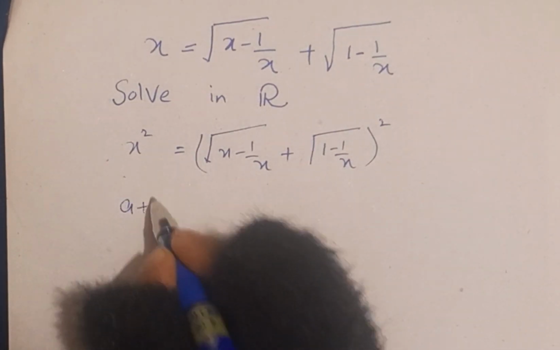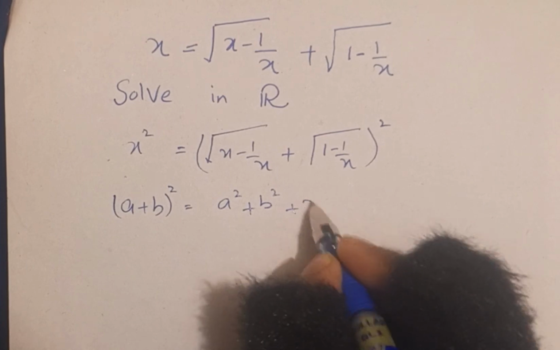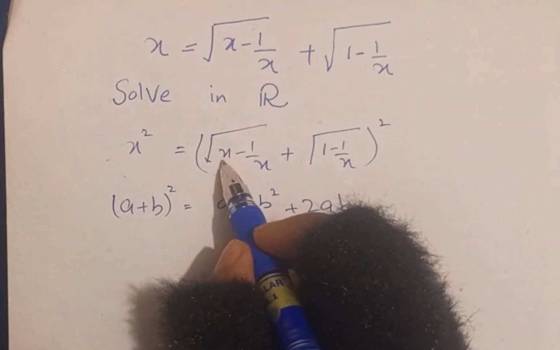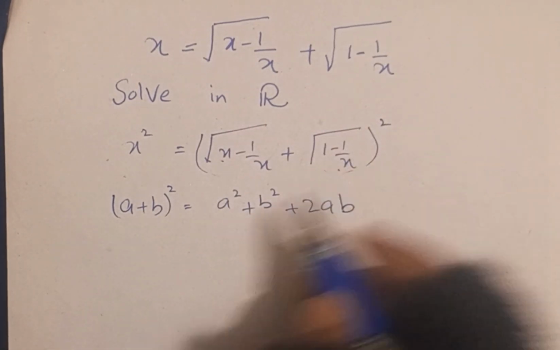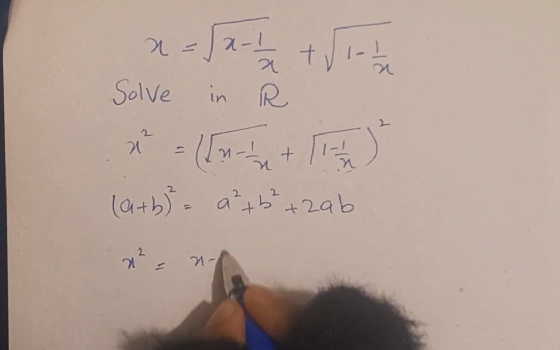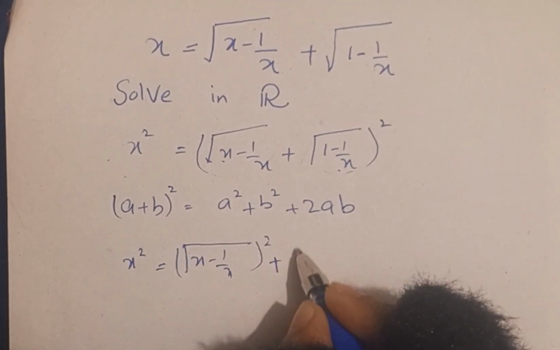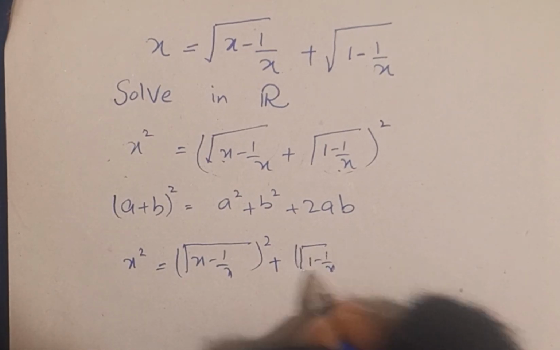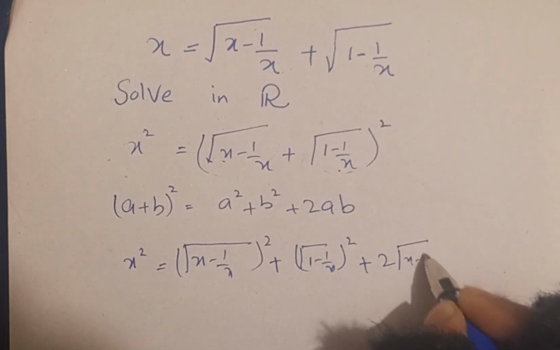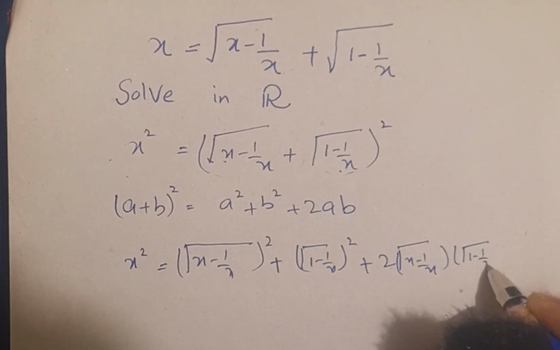As we know, (a plus b) whole squared is equal to a squared plus b squared plus 2 times the product of ab. So in our right hand side this term is a and this term is b. So x squared equals a squared, where a is square root of (x minus 1 over x), squared, plus b squared, where b is square root of (1 minus 1 over x), plus 2 times a, square root of (x minus 1 over x), times b, square root of (1 minus 1 over x). This is ab.